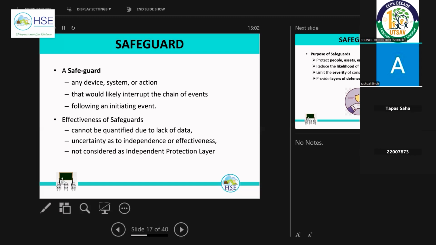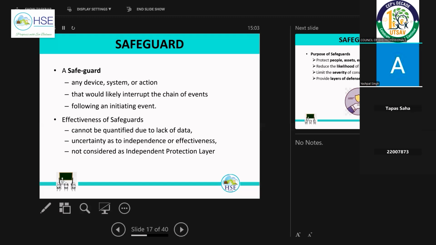So here, suppose there is a human error. So there is a cause, or we can say an initiating event. In case of that, we can take the safeguard as training to the person, records in the log sheets, all these things. So just be careful. This is a safeguard. When we go to IPL, this may not be an IPL. That we will discuss in the independent protection layer.